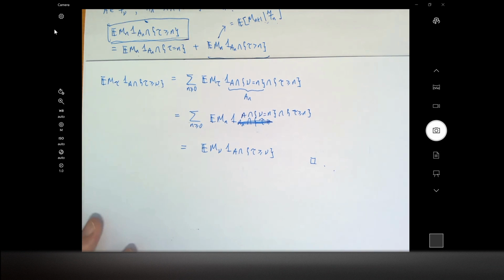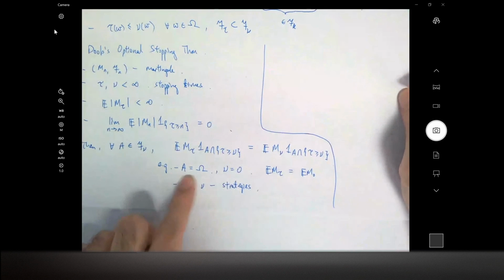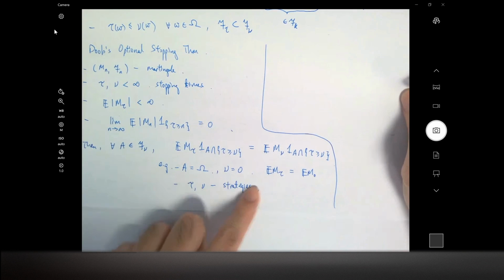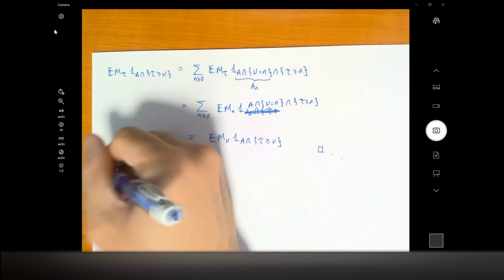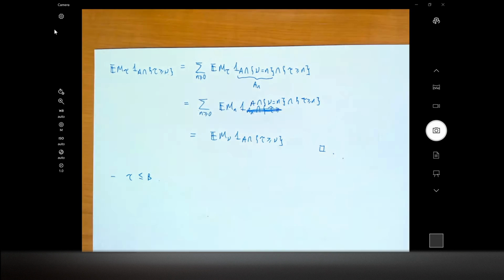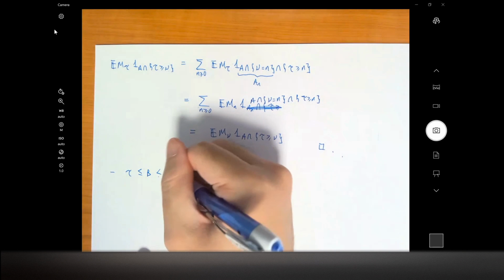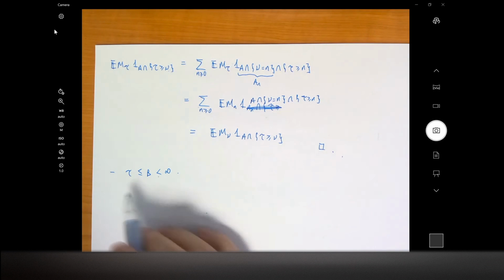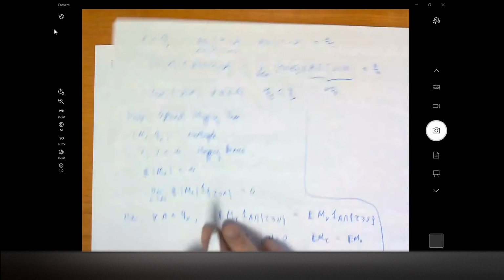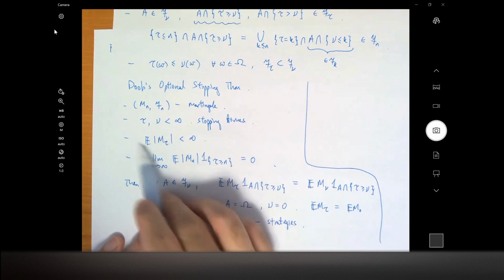Just to point out a few things. The optional stopping theorem we saw is one of the simple cases. There are other simple cases also, whereby, let's say, my tau is always bounded, a bounded stopping time for some b. Then you can verify that all these conditions will hold. So this will definitely hold.